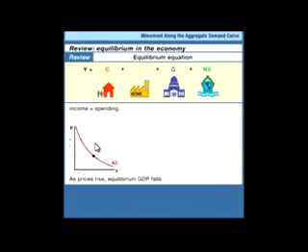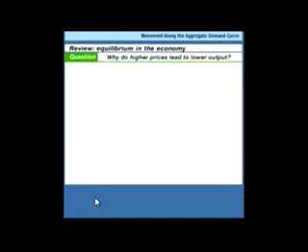A movement along the aggregate demand curve means a reduction in real gross domestic product as the aggregate price level rises. But what's the story behind this curve? Why is it that rising price levels lead to shrinking real gross domestic product? Let's look now at the three stories behind this particular curve to answer the question, why does the aggregate demand curve slope downwards? The first story concerns consumer spending.